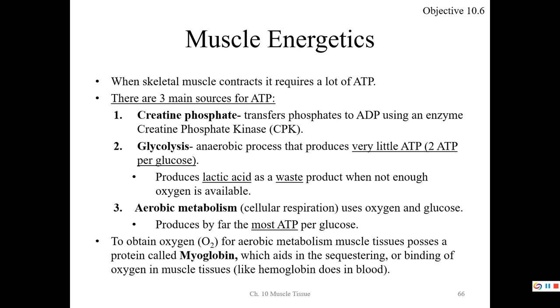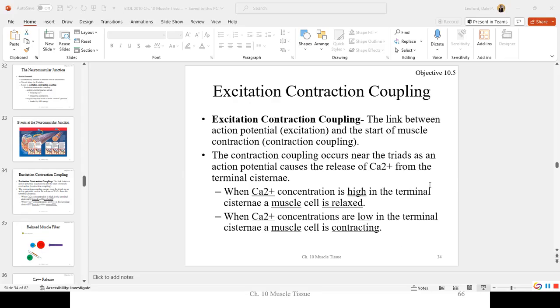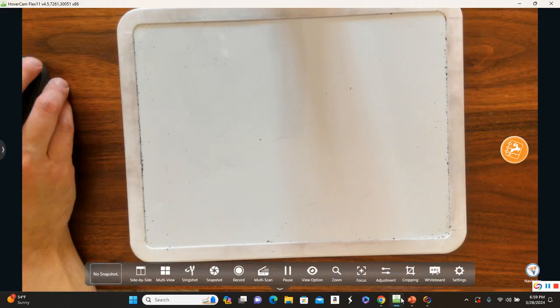Now, there are 3 sources. One of them is creatine phosphate. Creatine phosphate kinase is an enzyme. Now, let me talk a little bit about creatine phosphate. I won't go too in-depth on it.